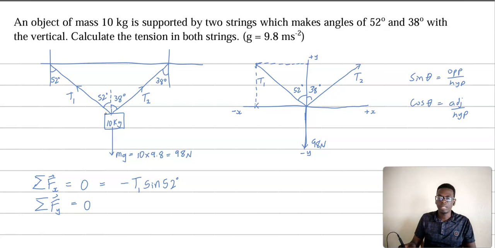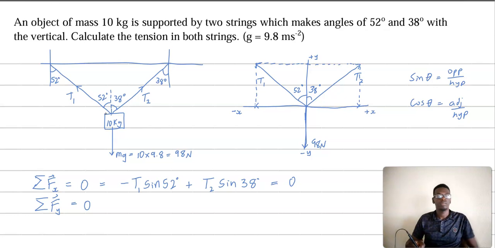Then we look at the next vector, which is the force T2. The x component of the force is a vector from the origin to this point, and it points to the positive x direction. So we have here plus. Using the same ratio, the side we need is the opposite of 38, and opposite is hypotenuse, which is T2 sine, and in this case the angle is 38 degrees. And this has to be equal to 0. Okay?